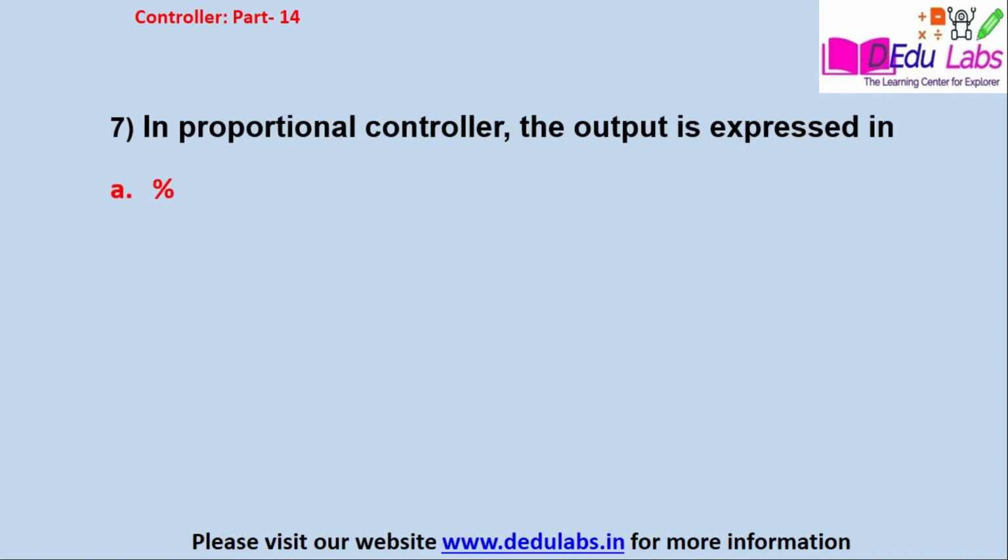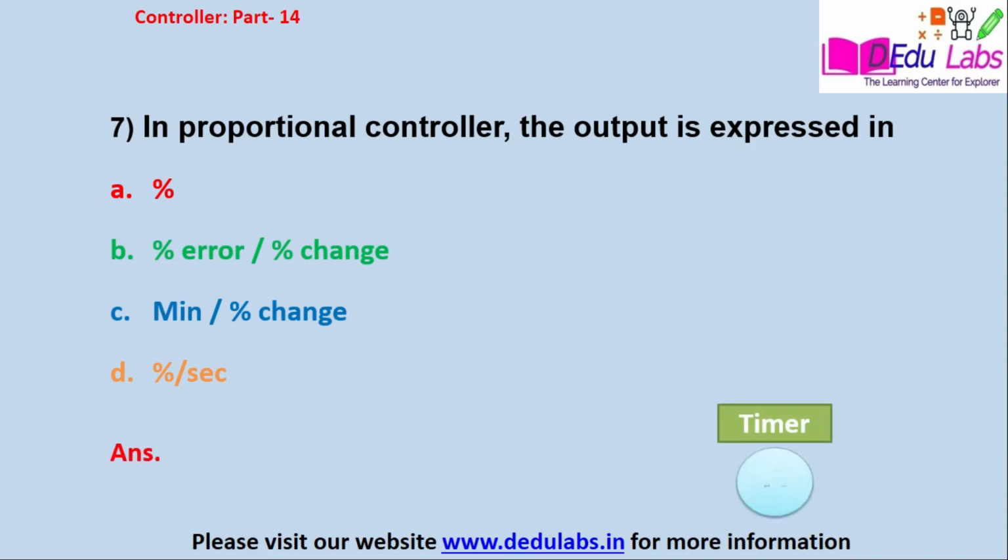Question number 7. In the proportional controller, the output is expressed in option A, percentage. Option B, percentage error per percentage change. Option C, minute per percentage change. Option D, percentage per second. The answer is option number A, that is percentage.